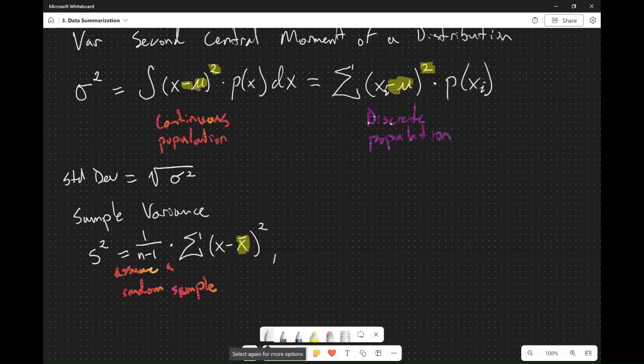And our sample standard deviation is just going to be the square root of our variance. So we're just going to throw a square root symbol over this. What you'll want to do is calculate this either by hand or using a calculator, and then simply take the square root of it, and that will give you your standard deviation.